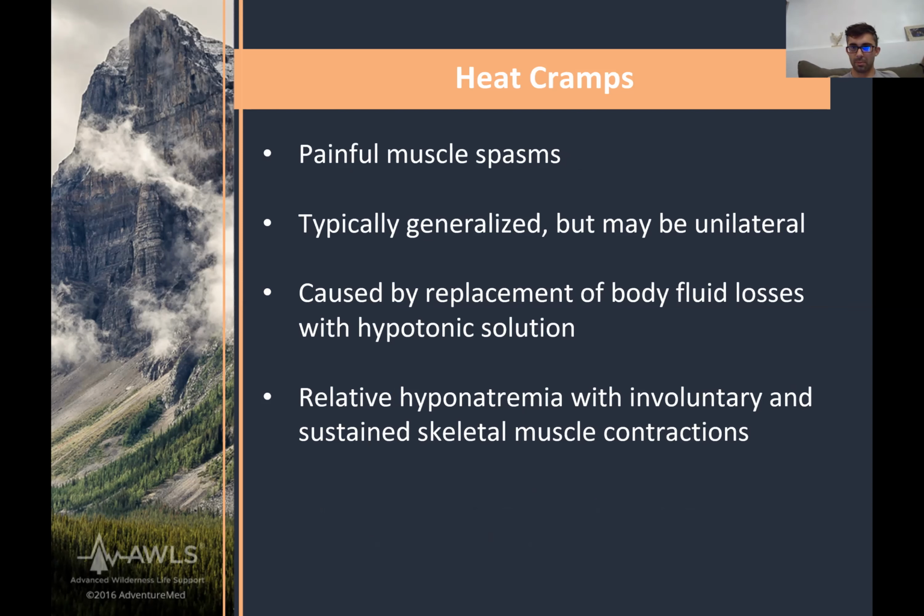So our first and one of the more milder heat illnesses is heat cramps. Very painful muscle spasms. They are generalized, but they may be unilateral. They are resultant from replacing body fluid losses with a hypotonic solution. Basically, with relative hyponatremia, you have involuntary and sustained skeletal muscle contractions. Unfortunately, it's not resolved with stretching like a typical exertional cramp.